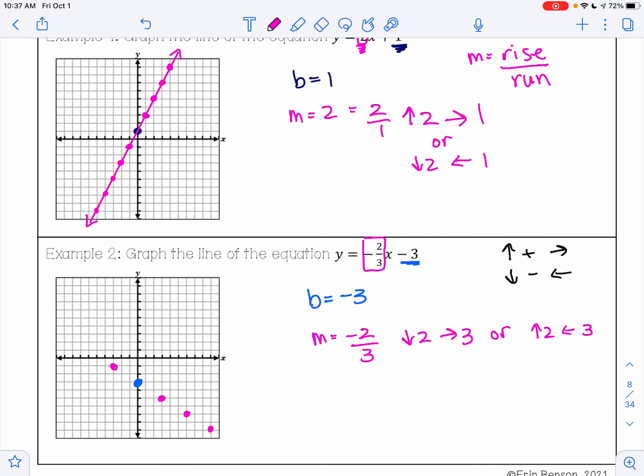Up 2, 1, 2, 3. Oops. Ignore those dots. There we go. Up 2, left 1, 2, 3. Once you have all of your points plotted, you're going to use a straight edge and draw a very straight line. And then once you have your line, you're going to draw your arrows at the end of each line.